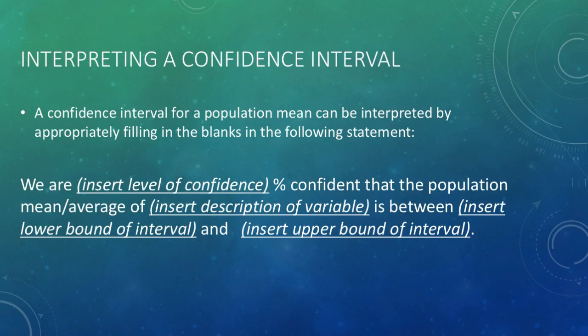We interpret a confidence interval for the mean very similar to what we did in the last video about proportions. You still say I'm a certain percent confident that the population mean or average, so that's where it's different. We're talking about the population mean instead of the proportion of whatever the variable is, between the lower bound and the upper bound.